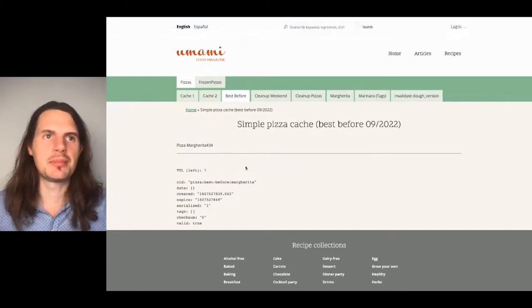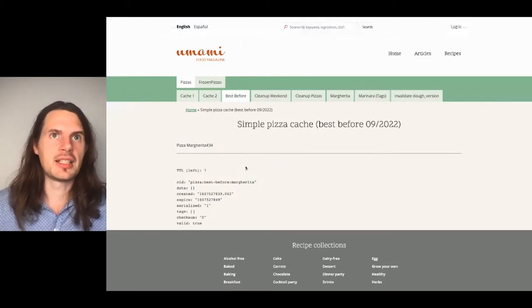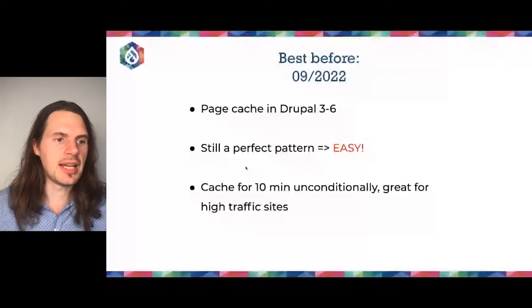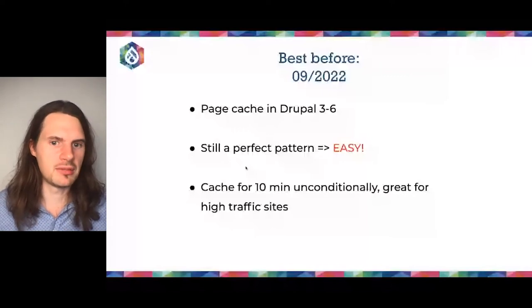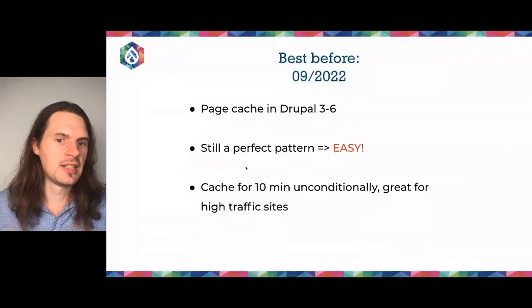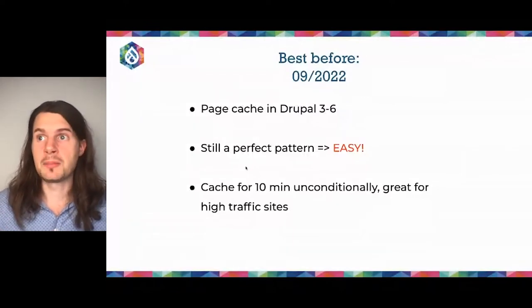And page cache in Drupal 3.2.6 worked exactly like this. You just put an expiration date of 10 minutes unconditionally, no invalidation at all. And that works. And it's still pretty great for high traffic sites. It's the most simple way to get your site working nicely, to just cache it for 10 minutes and don't deal with anything. And if your business is fine with 10 minutes outdated data, it will save so much headache.